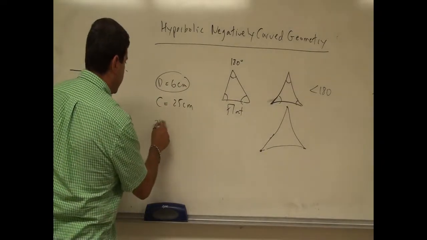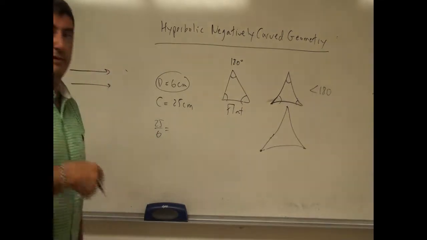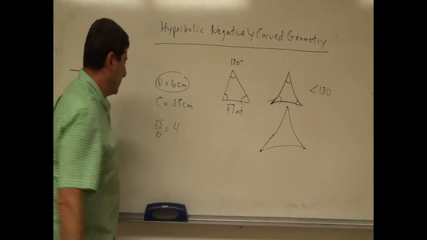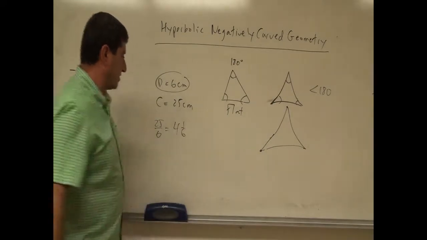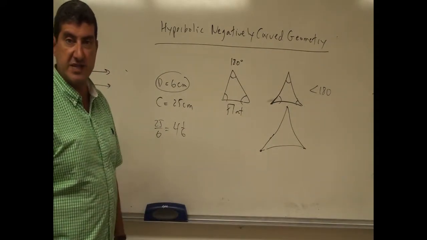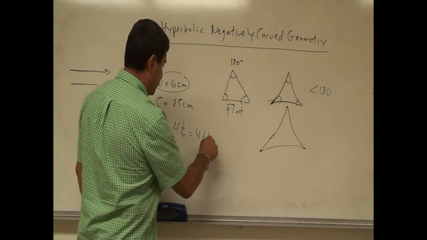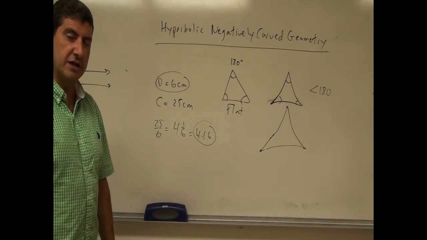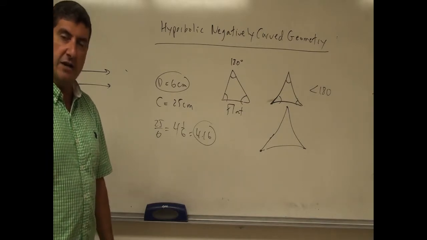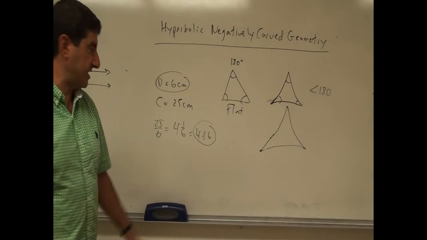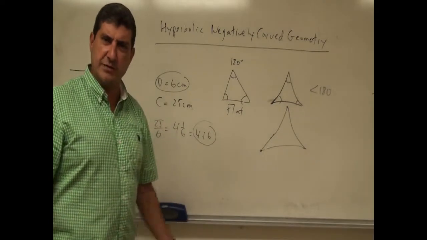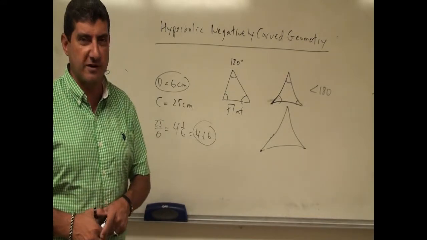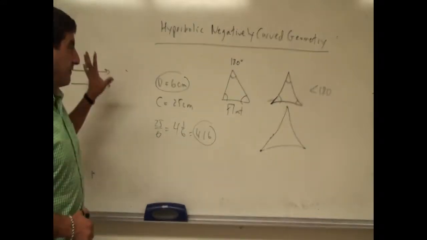So 25 divided by 6 is going to be 4 point something, right? 6 goes into 24 4 times, with 1 left over, and 1/6 is about .16. So that's 4.16. Imagine the ratio of the circumference of a circle to its diameter being greater than pi. Students in geometry class would go crazy about that. Wait a minute, they would say, you're teaching us that circumference over diameter is 3.14. That is only in a flat space.